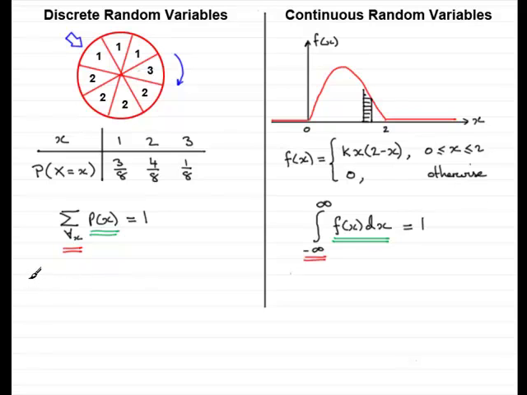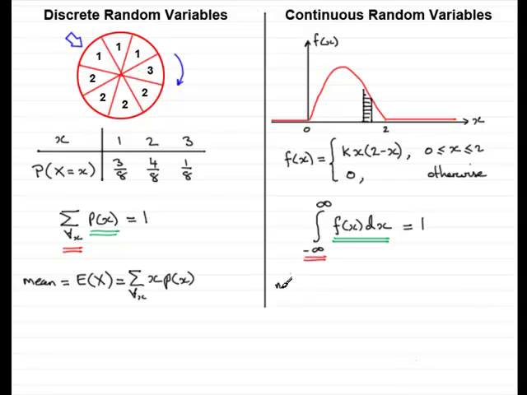Now you should know that the mean of a discrete random variable, often written as E of x when you have a probability distribution table, is calculated as the sum of all the observed values x multiplied by their corresponding probabilities, and we sum that for all values of x. So for this particular probability distribution, the mean E of x would have been 1 times 3/8 plus 2 times 4/8 plus 3 times 1/8.